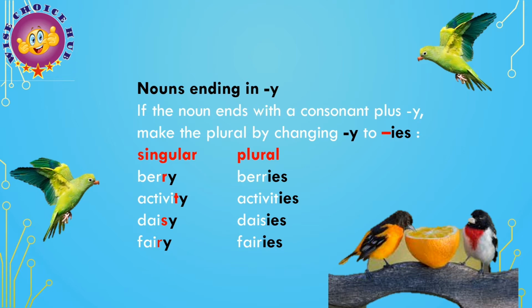Look at the word activity. A-C-T-I-V-I-T-Y. Now what is the consonant before the letter Y? It is T. So what I am going to do is change the letter Y and add I-E-S. Daisy, D-A-I-S-I-E-S. Daisies. Fairy, Y goes and I-E-S is added to the word fairy.